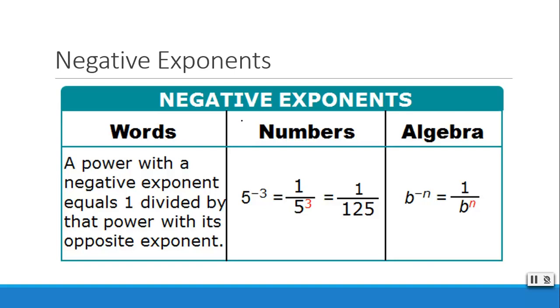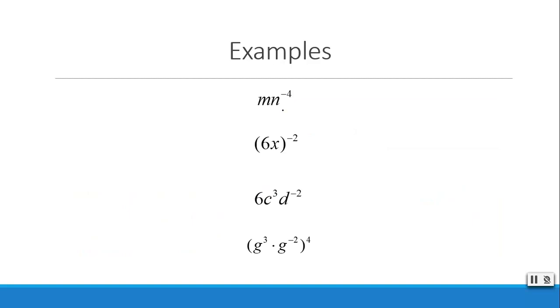When you're dealing with negative exponents, what that means by definition is 1 over that number being raised to the positive exponent. So if you do 5 to the negative 3 power, what that means is 1 over 5 to the third power, which is 1 over 125. So anything raised to a negative exponent is 1 over that number being raised to the positive exponent. So let's look at some examples of this.